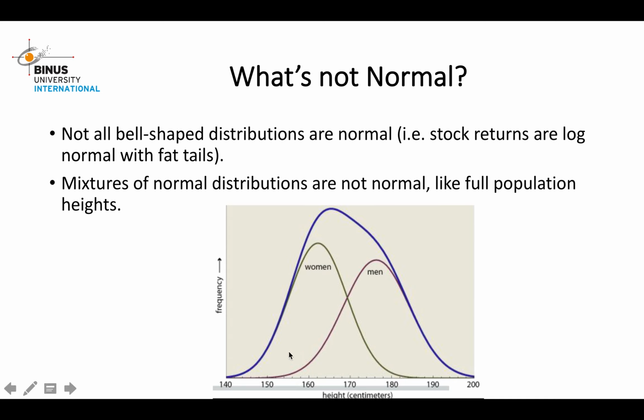If we just count women's height, that follows the normal distribution. If we only count men's height, this also follows the normal distribution. But when we combine them together, it can be skewed like this. It's not normal in the middle.